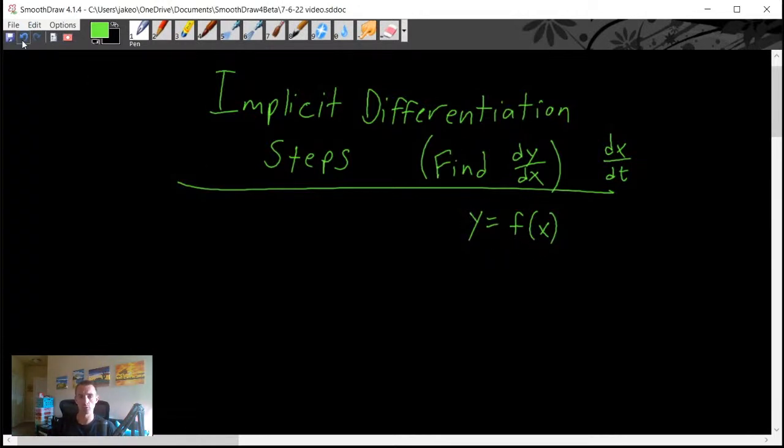But the type of situation where you have to apply implicit differentiation is where you have x's and y's all mixed together, and you can't solve for y and get it all by itself. That's why the differentiation is considered implicit: we don't have an explicit formula for our function of y. So we have to use this different method.